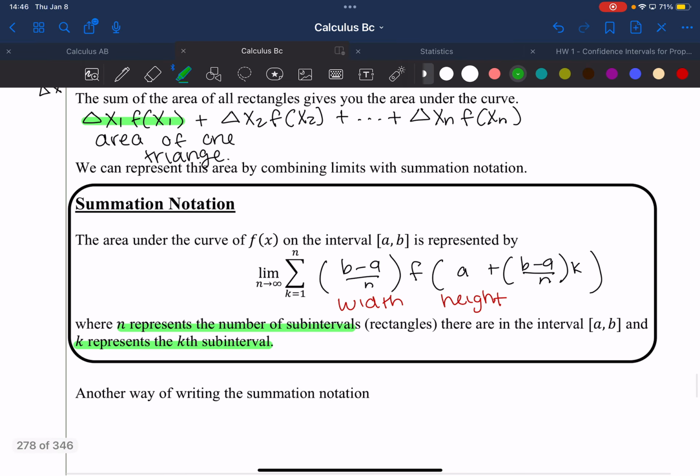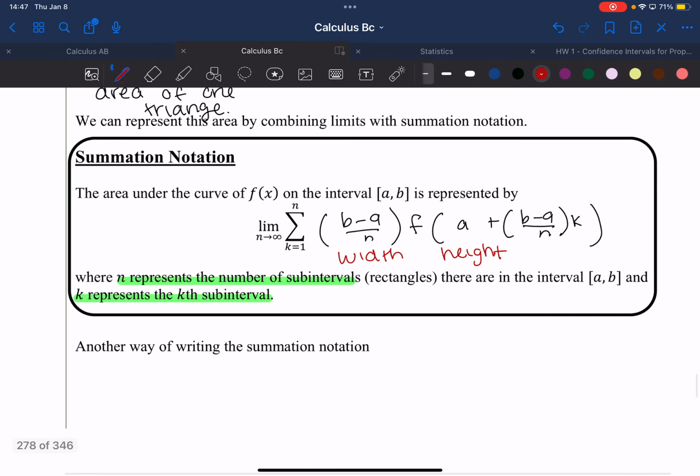So since this is n approaching infinity, they don't want to confuse you by using another n, so they just change the variable to k. k is just standing for the kth subinterval. So think of it as that subinterval increasing to infinity. They're just giving that a name, k.